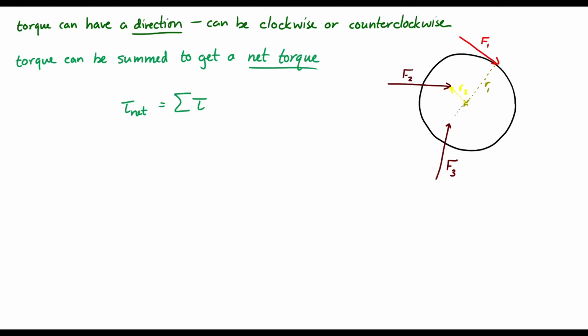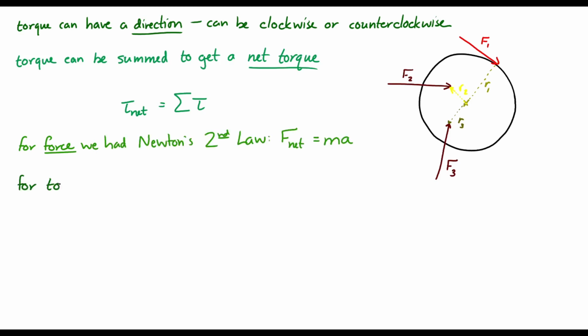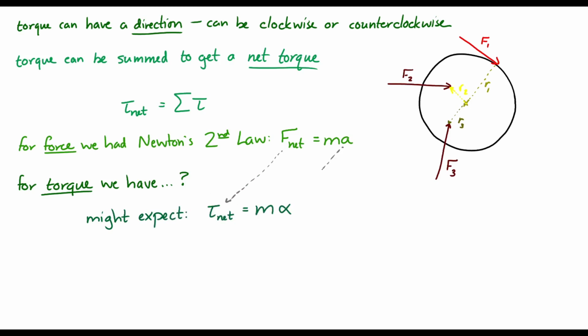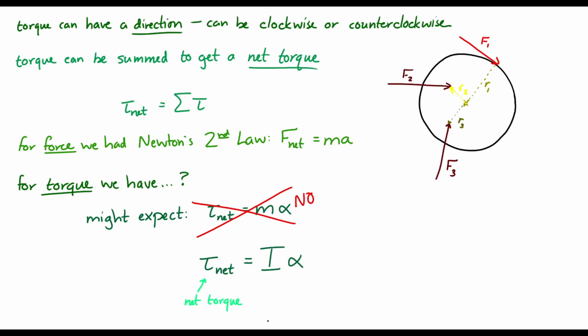Now you might be thinking, okay, well, we had Newton's second law when we dealt with force. Is there a corresponding rigid body second law? And there is. However, it doesn't look like what you might expect. You might expect that the torque would equal m times the angular acceleration. However, it doesn't. Instead of m, the net torque is equal to I times the angular acceleration, where I is something called the moment of inertia.